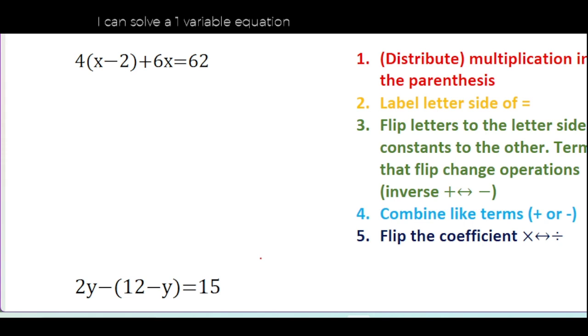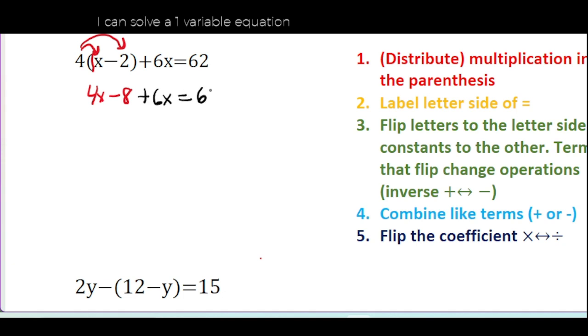So step one is to distribute. Anytime you see parentheses, that means 4 times what is inside the parentheses. So 4 times 1x, because when there's no coefficient there, we put a 1. 4 times 1x is 4x. 4 times negative 2 is negative 8. I know it's a minus, but when we're doing operations with it, we keep the sign with the number. Everything else is going to stay the same because I haven't dealt with it yet.